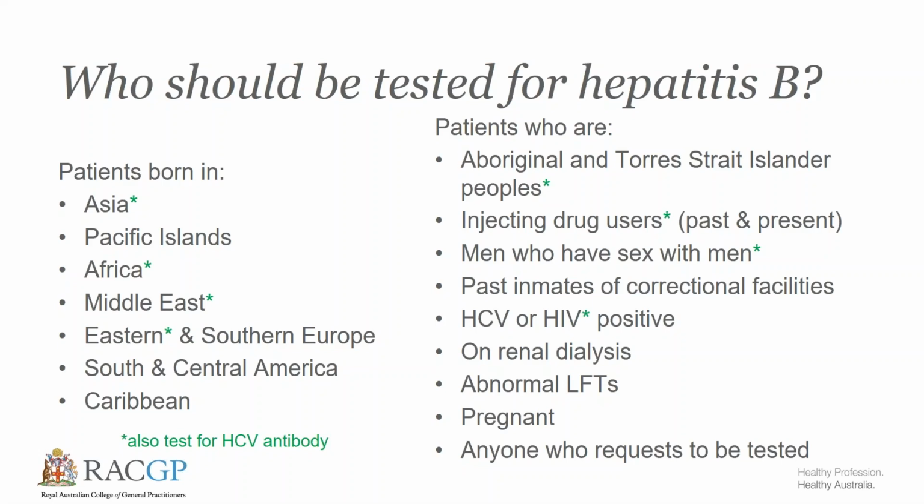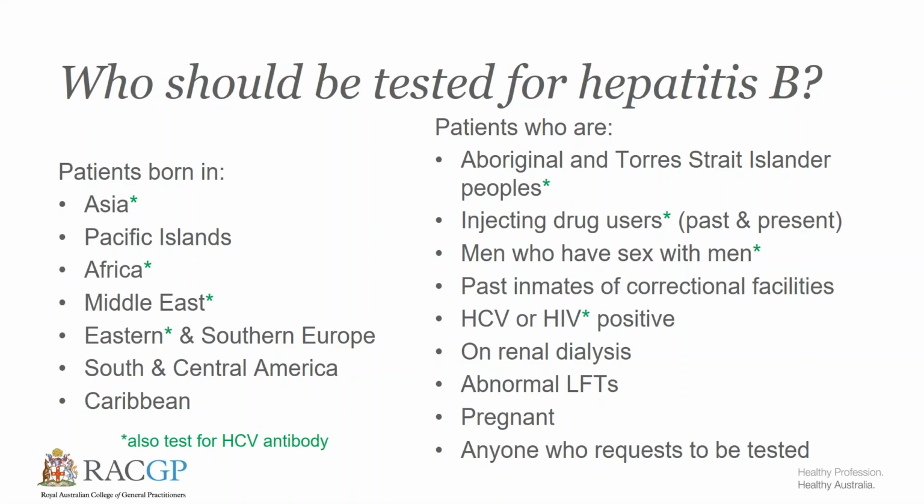And then other patient groups that are important to test are Aboriginal and Torres Strait Islander people, people who've ever injected drugs, men who have sex with men, anyone who's ever been in a prison, people who are hepatitis C or HIV positive, and then patients on renal dialysis, people with abnormal liver function tests of unknown cause, pregnant women, and anyone who requests to be tested.